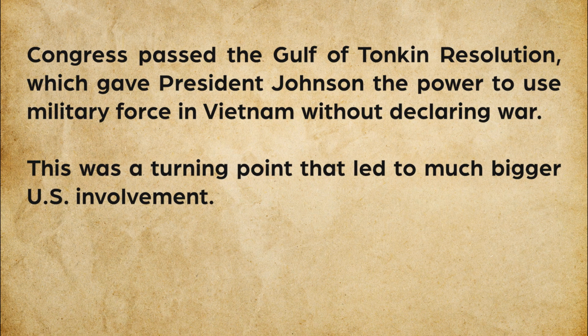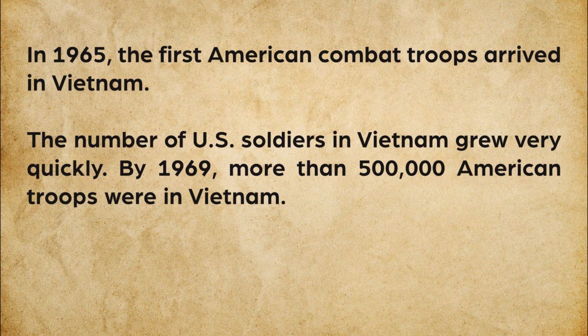Congress passed the Gulf of Tonkin Resolution, which gave President Johnson the power to use military force in Vietnam without declaring war. This was a turning point that led to much bigger U.S. involvement. In 1965, the first American combat troops arrived in Vietnam. The number of U.S. soldiers in Vietnam grew very quickly. By 1969, more than 500,000 American troops were in Vietnam.